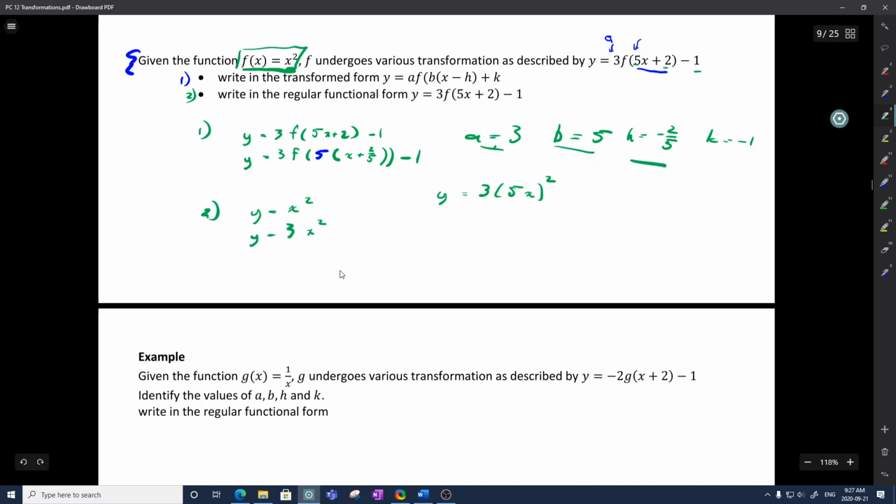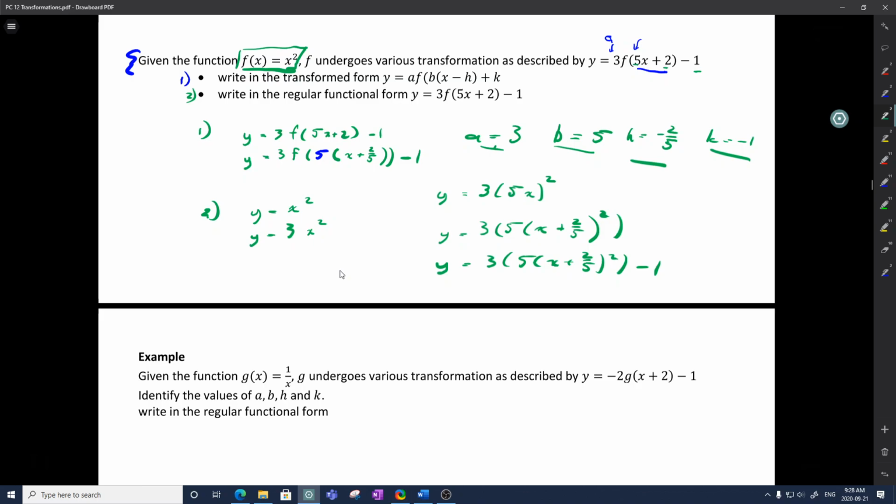Next thing I'm going to do, I'm going to include a horizontal shift. Y is equal to 3, 5, x plus 2 over 5, squared. Last but not least, k is minus 1. Y is equal to 3, 5x plus 2 over 5 squared minus 1. So that's the look of my parabola here. And obviously I could multiply this out and make it a little bit prettier, but I'm not going to do any more work than I deem necessary, particularly with this.